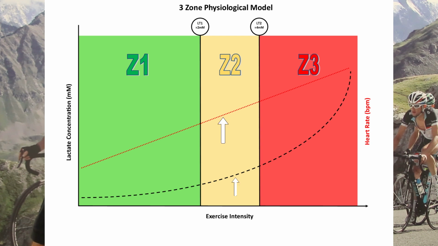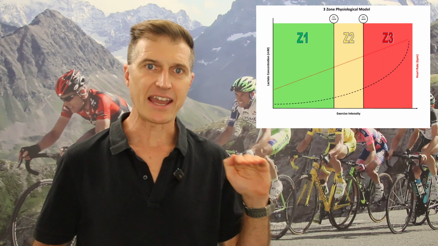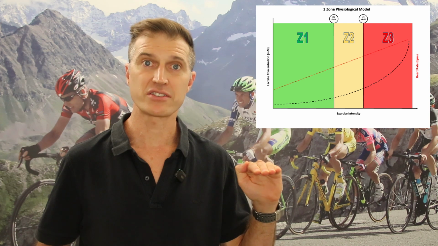Now, moderate intensity, which most riders call tempo, we operate at a higher heart rate and a higher lactate level. But the important thing here is that our physiology is stable. This means that our lactate levels and heart rate remain more or less the same, and we can continue to push on for a relatively long period of time.